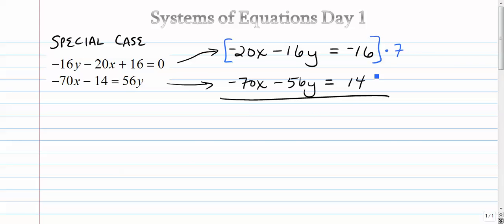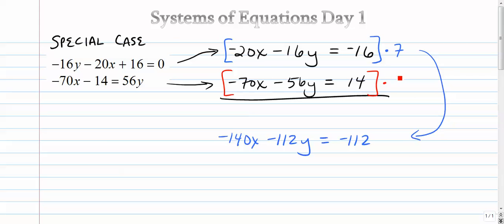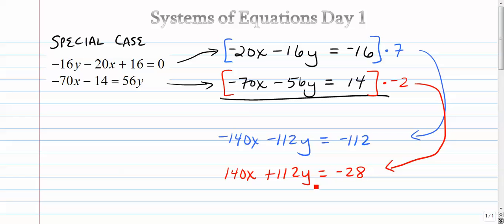Alright, so then I'm going to bring this all down here. So let's go negative. We're going to go 7 times all 3 terms. So negative 140x minus 112y equals negative 112. Alright, so the bottom one right here, I'll put in red. This is going to get multiplied by something as well. We want to make this coefficient not negative 112 but positive. So I'm going to multiply it by a negative 2. And then I'll bring this one down here. So we've got positive 140x, positive 112y, and negative 28.